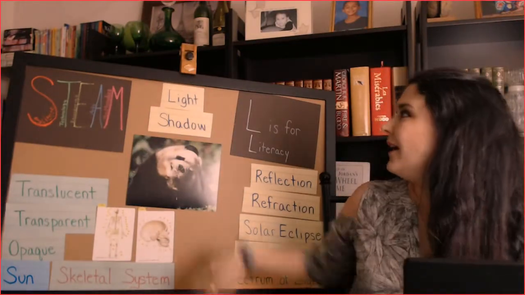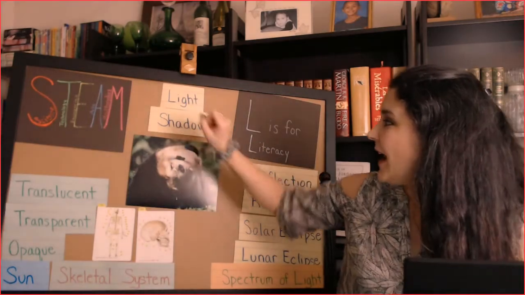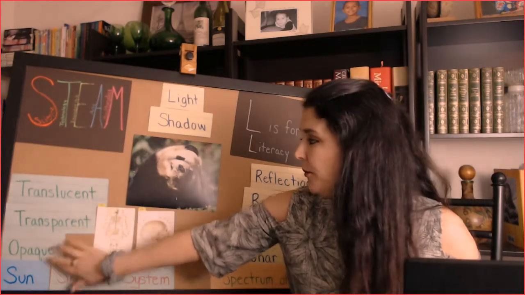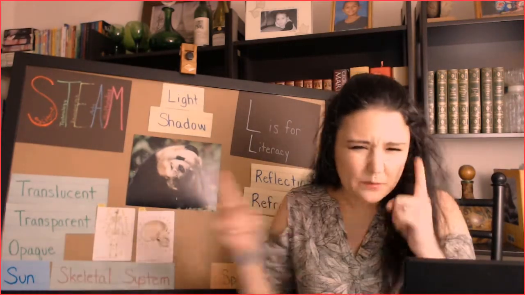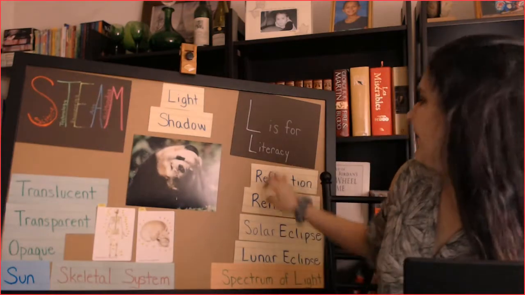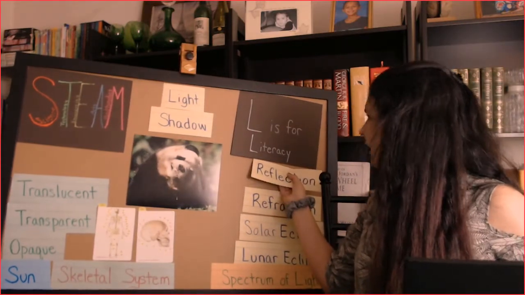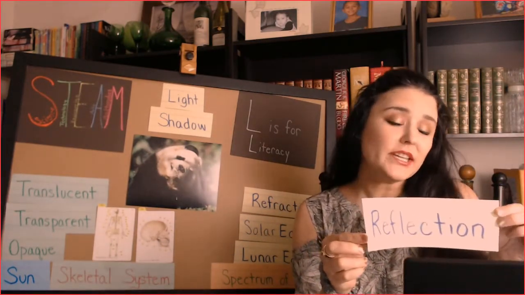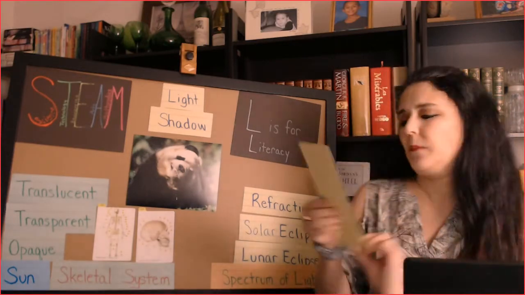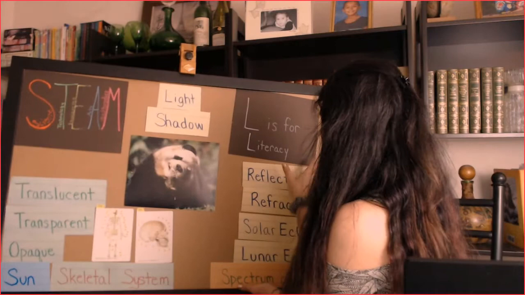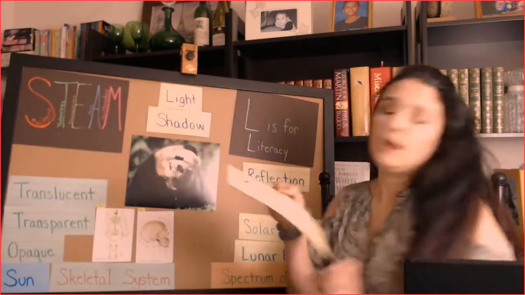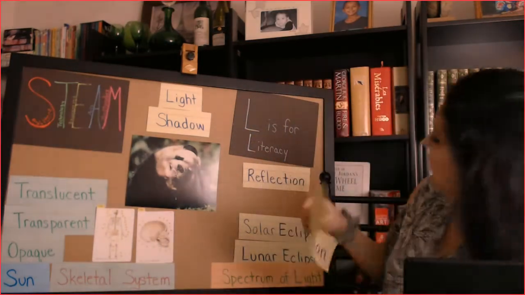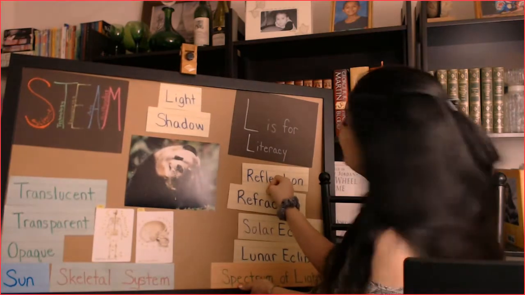Today, we are going to talk about light and shadow. We've already talked about translucent, transparent, and opaque, and the sun. But keep those in mind because they're going to come up too. But our new big words today are reflection, which is like when you look in the mirror and the light bounces off. Refraction, which is how light bends.